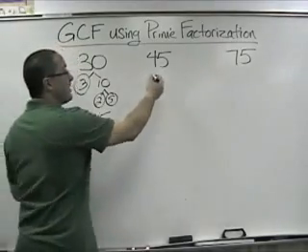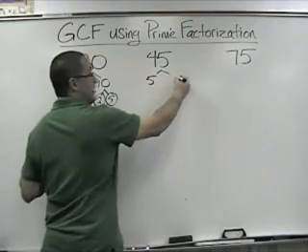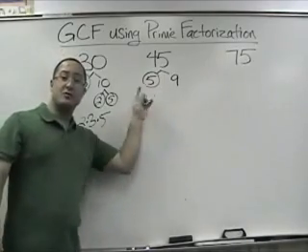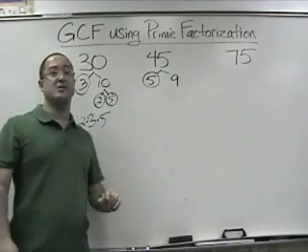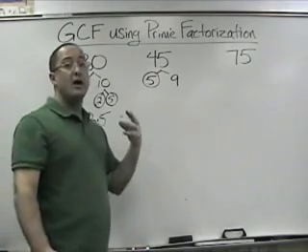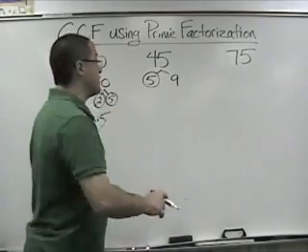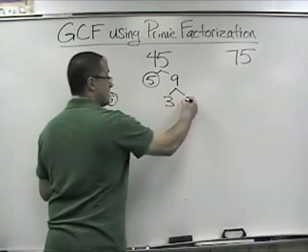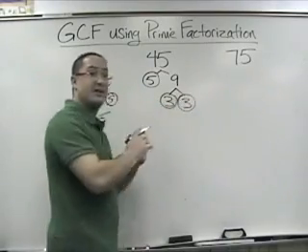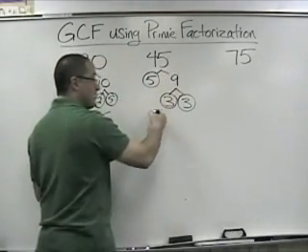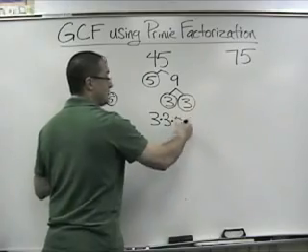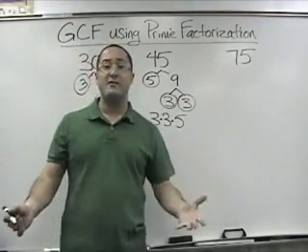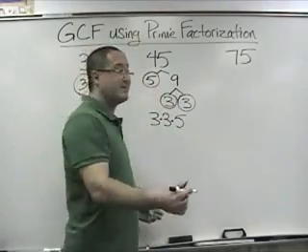All right, let's do 45 now. 45 comes from, well, we could say 5 times 9, correct? Well, 5 is prime. Is 9 prime? A lot of students tend to get confused and think 9 is prime because it's odd. But remember, 9 is not prime because 9 doesn't just have 1 times 9, it also has 3 times 3. So 9 is not prime, but 9 comes from what prime number? 3. So 9 comes from 3 times 3, and those are prime, so we circle those. 45 comes from 3 times 3 times 5. Now let's take a look at 75. 75 comes from 3 times 25.